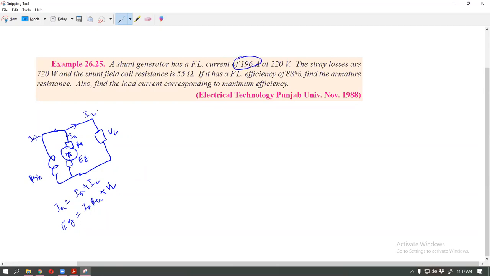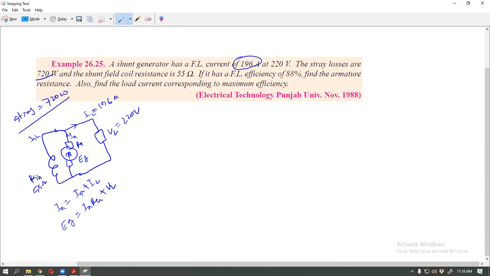Okay, now your current, this is your current, IL is equal to 196 ampere. And this is equal to 2024. And stray loss, you know that stray loss means mechanical loss and magnetic loss is the stray loss. Stray loss is equal to 720 watt. Okay, and shunt field coil resistance is RSH, 55.